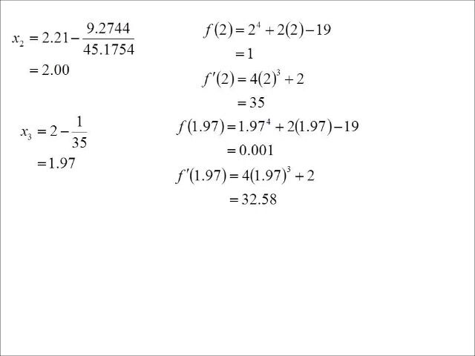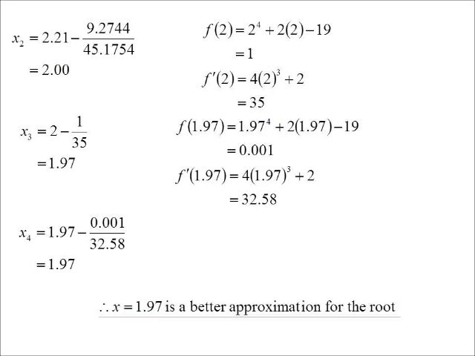That's real close. What's the derivative at that point? 32.58. Sub it in. Look at this fraction, 0.001. It's virtually 0. And so we come up with the same number. Well, with this method, when I come up with the same number, I'm going to stop. I mean, that's obviously the answer, because it doesn't matter what I do now. I'm always going to get 1.97. So 1.97 would be the better approximation for this solution.